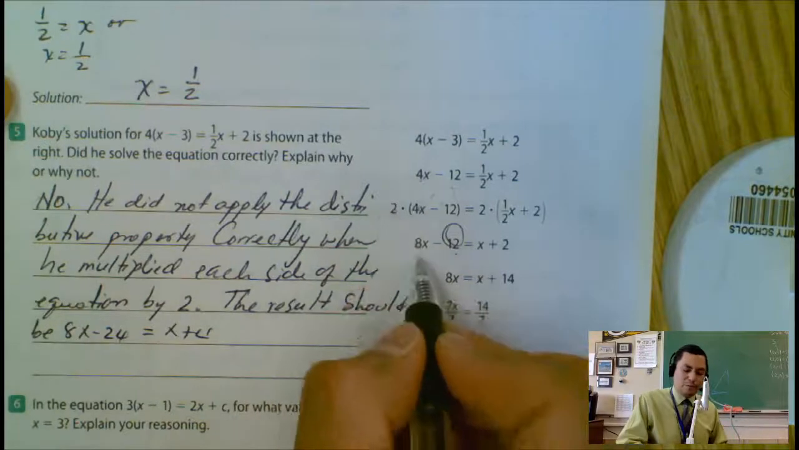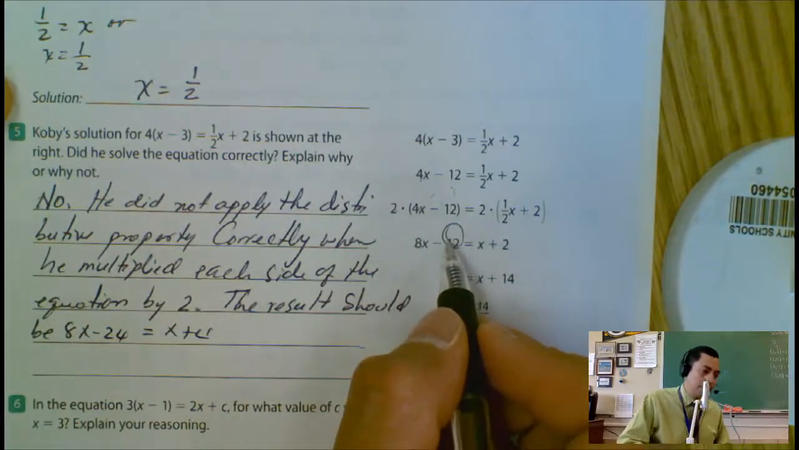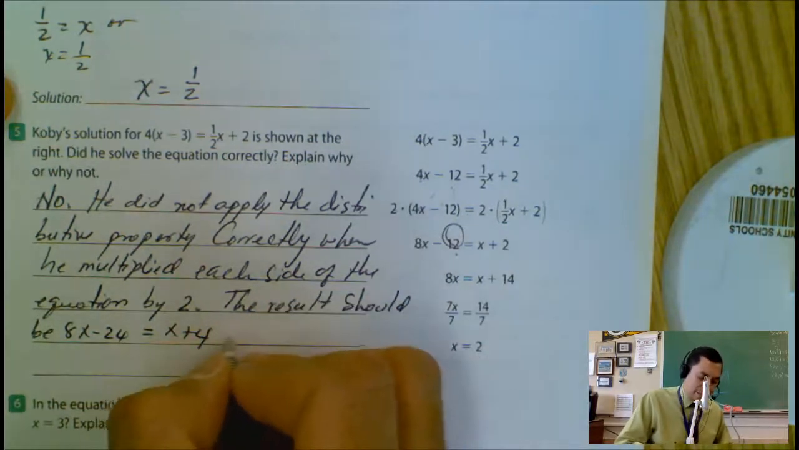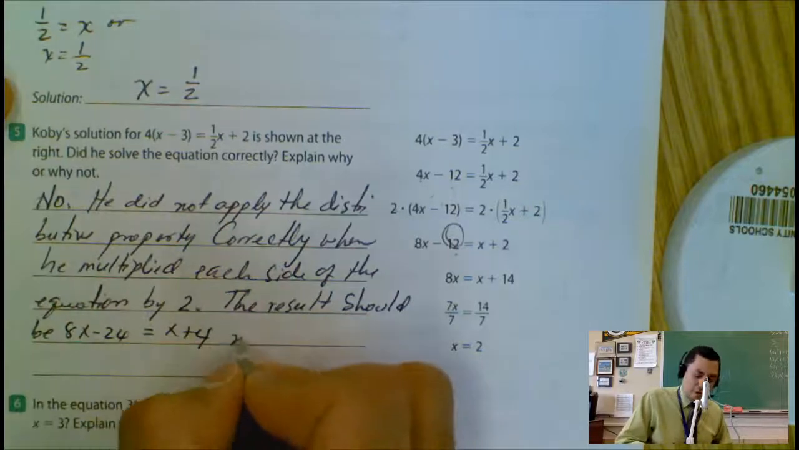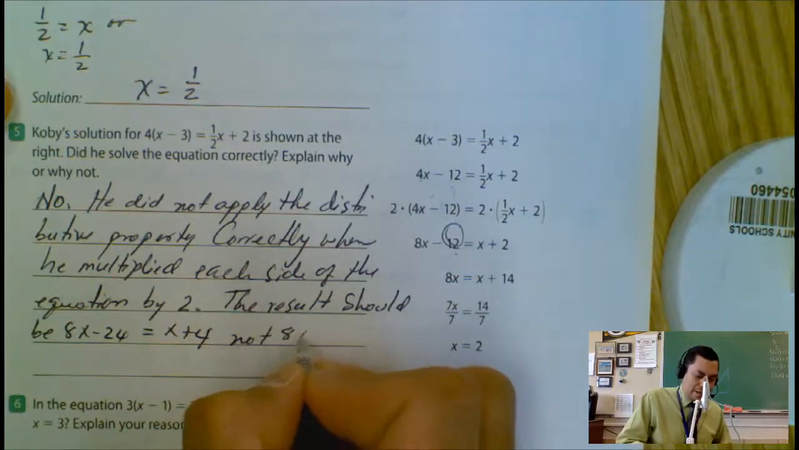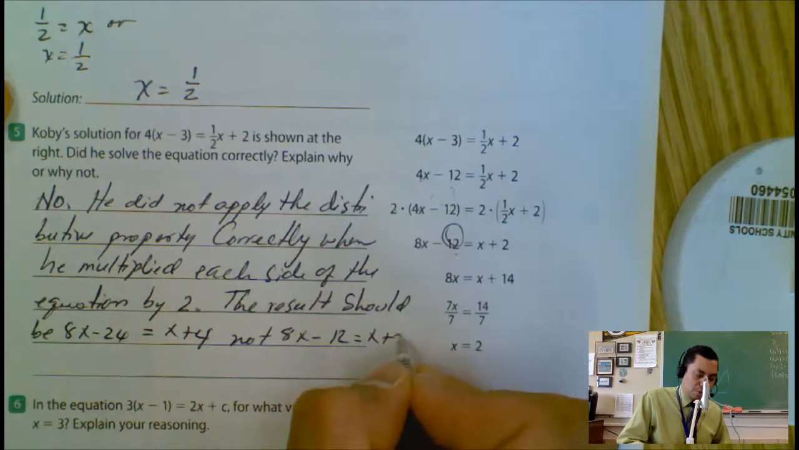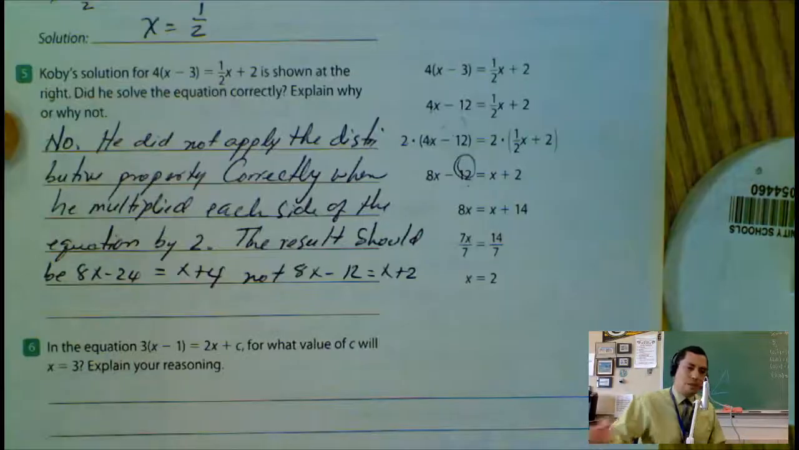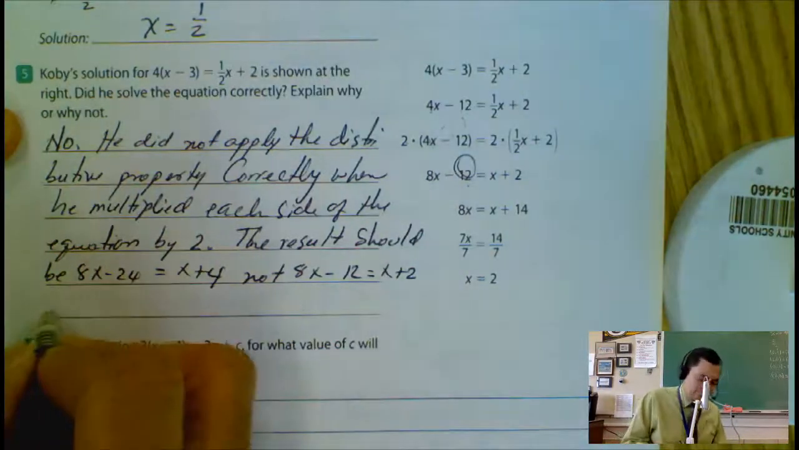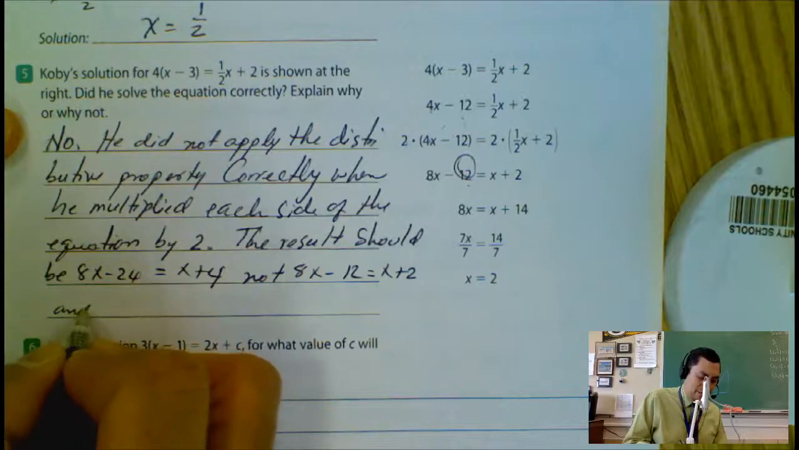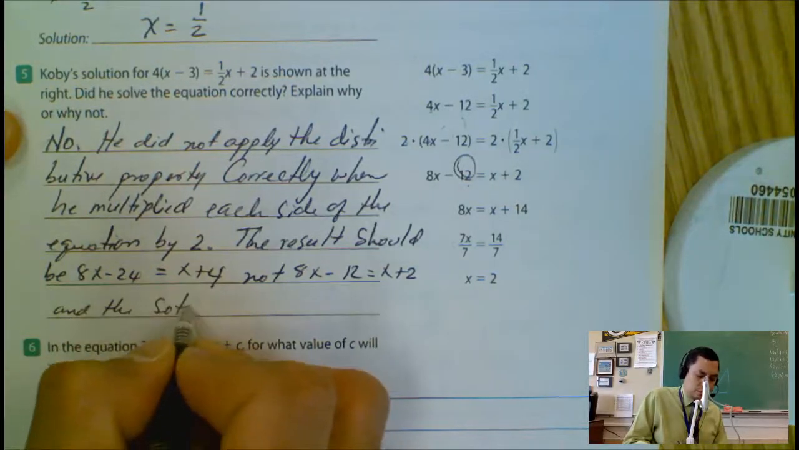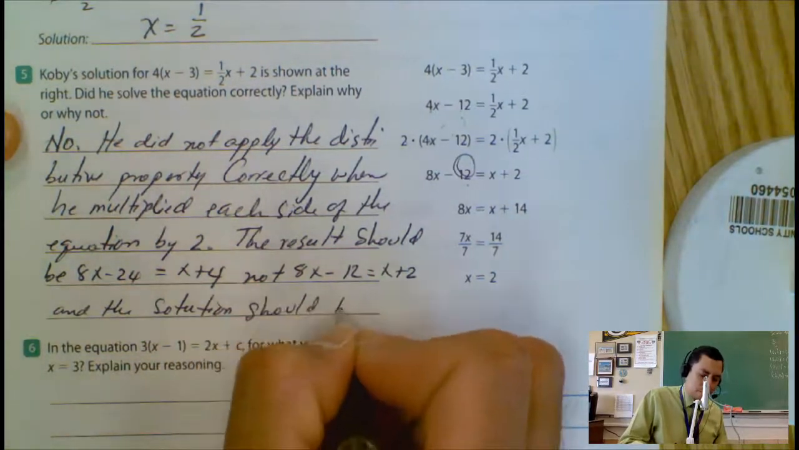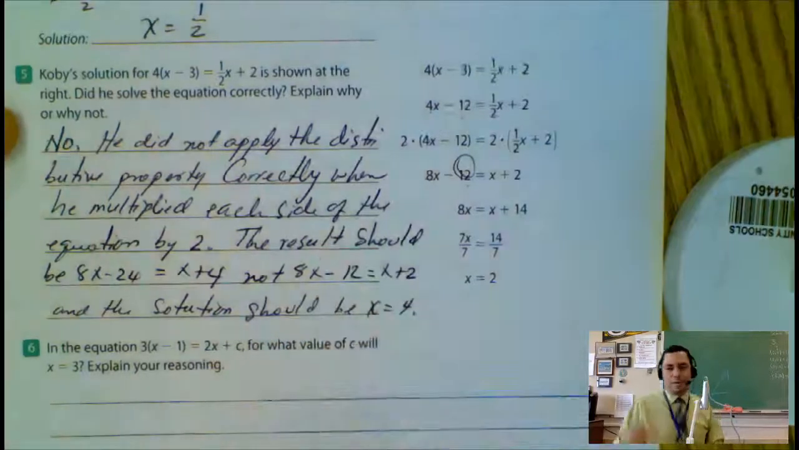So if you multiply 2 times 4, 8, 2 times negative 12, negative 24. Okay, so if we continue this way, this will be the correct answer, not 8x minus 12 equals x plus 2. Okay, that's incorrect. And in this case, here I'm going to write, and the solution should be x equals 4. That will be the solution.